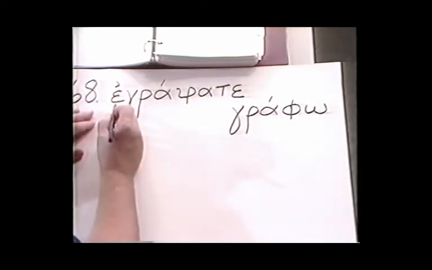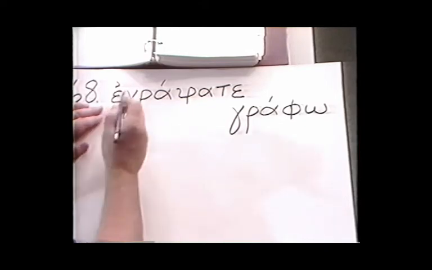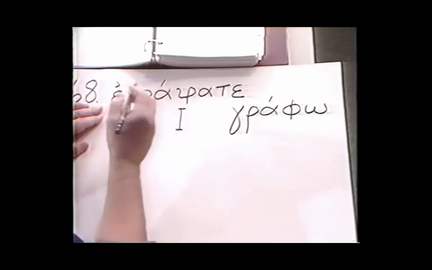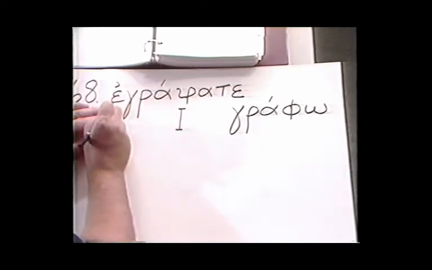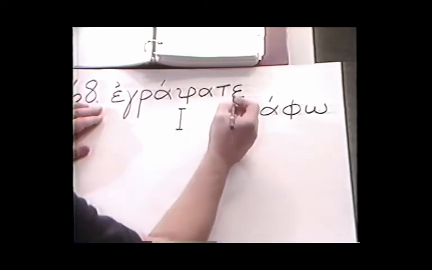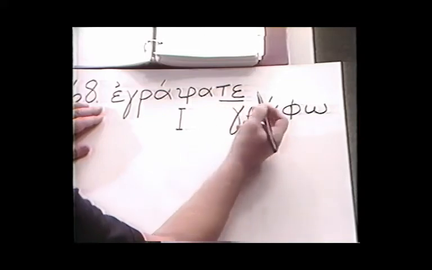Is there an augment? Yes, there is an augment, so the first thing we write is indicative. Why? Because the augment shows past time, and only in the indicative is time an element. That limits us to one of three tenses which can show past time. They are the imperfect, the aorist, or the pluperfect. Forget pluperfect.